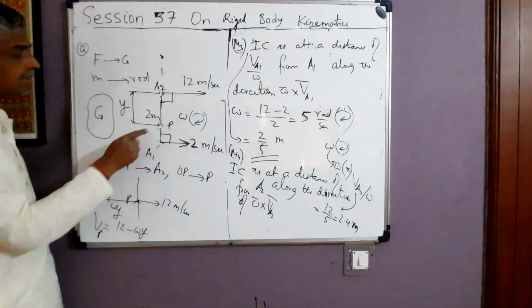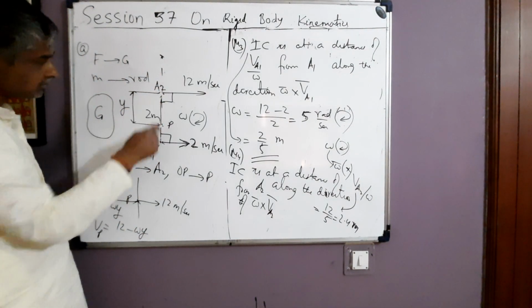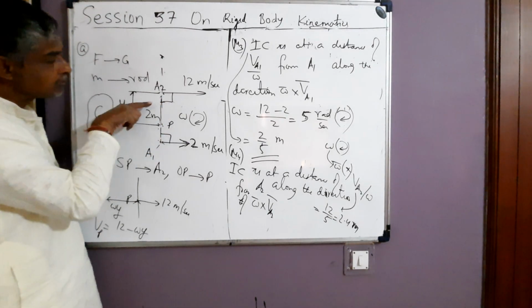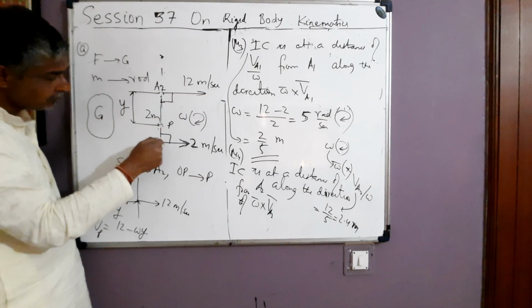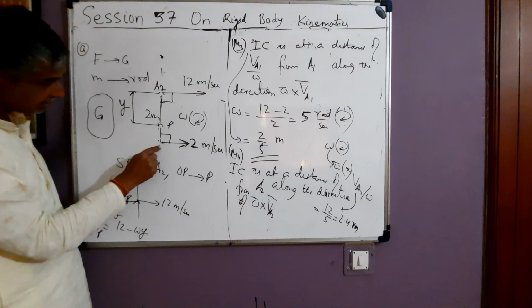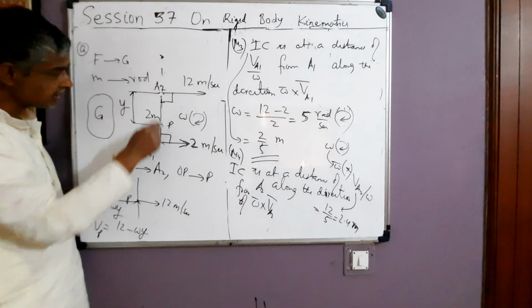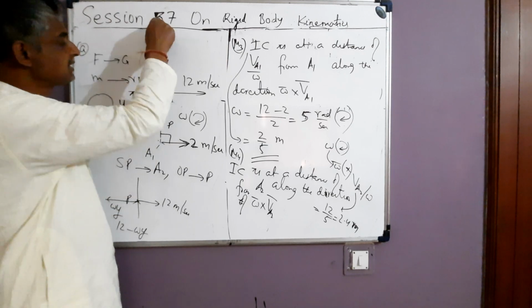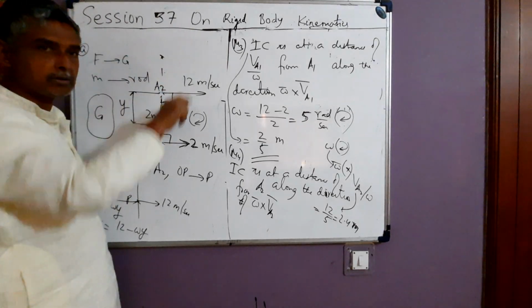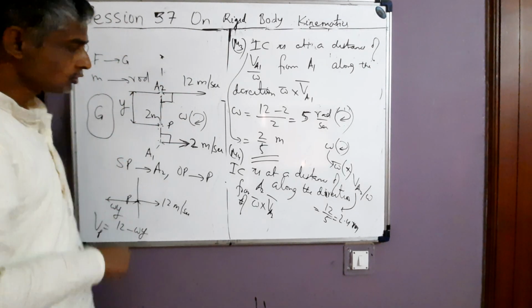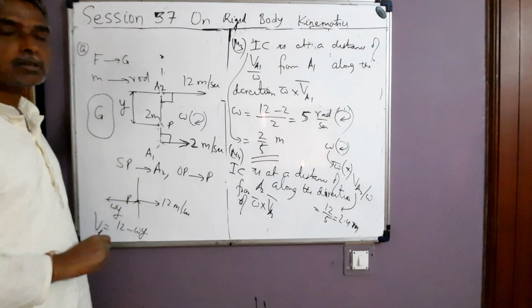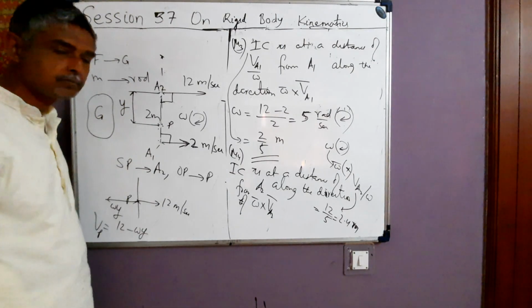But initially I said that IC cannot be in this portion. Because if IC is somewhere between this, then all points above P will move rightward, and all points below P will move leftward. But this point is below P, A1, that is moving rightward. So IC cannot be in between this. IC also cannot be above A2. Because if IC is above A2, then rod will move anti-clockwise, but it is rotating clockwise. So the only location is that IC of the rod should lie below A1. Alright.